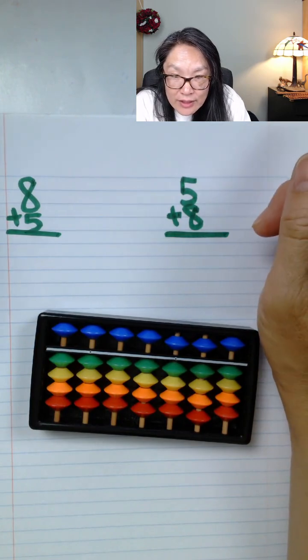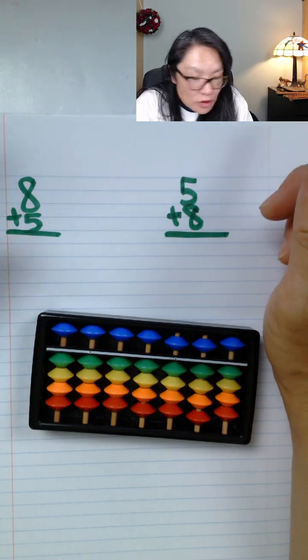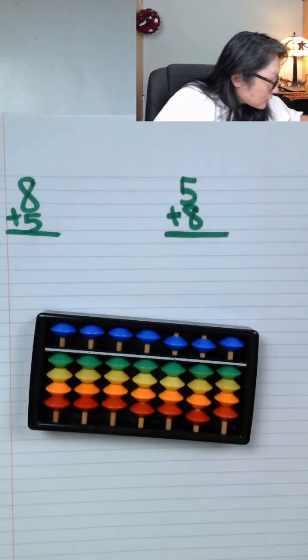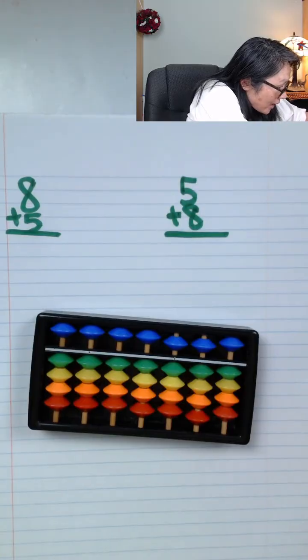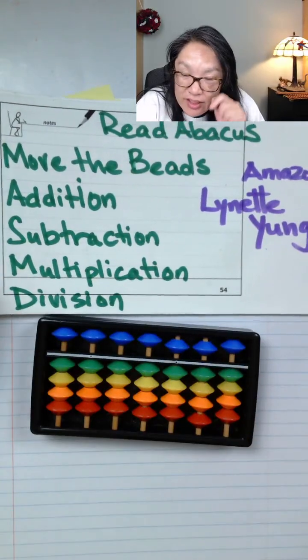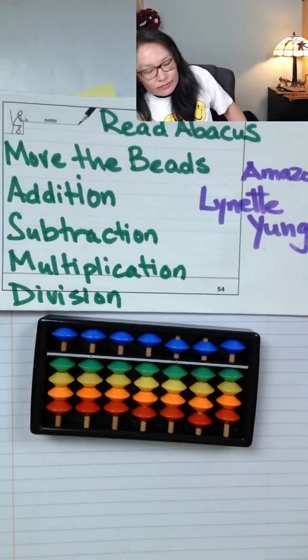Does the abacus only work for adding and subtracting? No, it also works for multiplication and division. So we also do multiplication and division. It just depends on how fast the class goes.